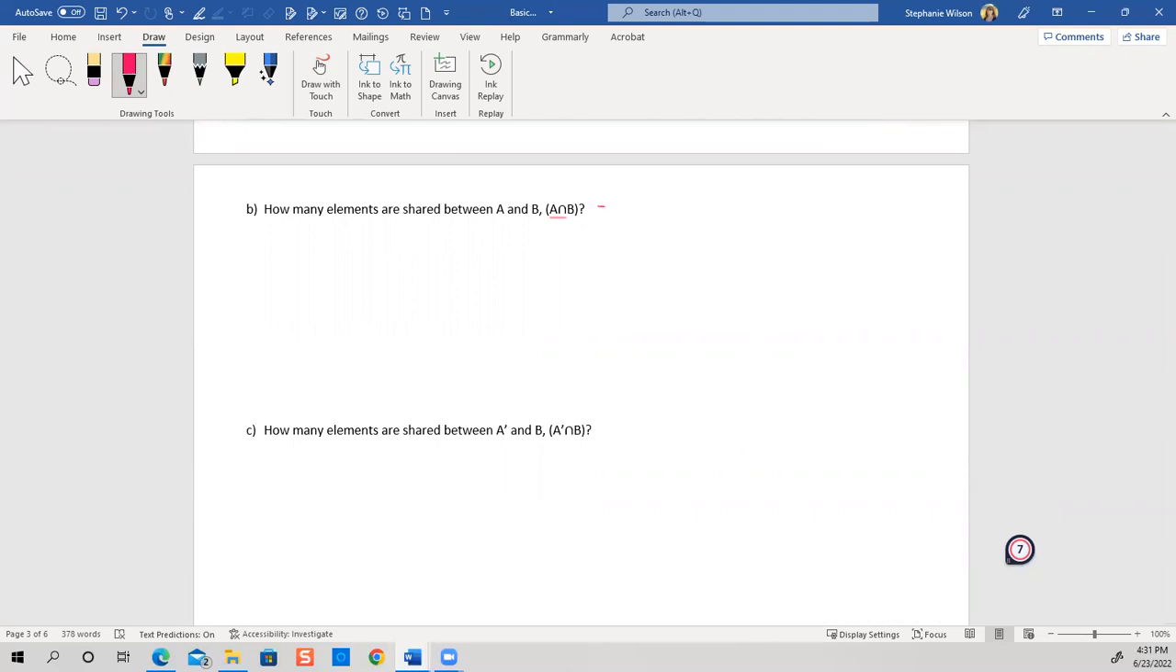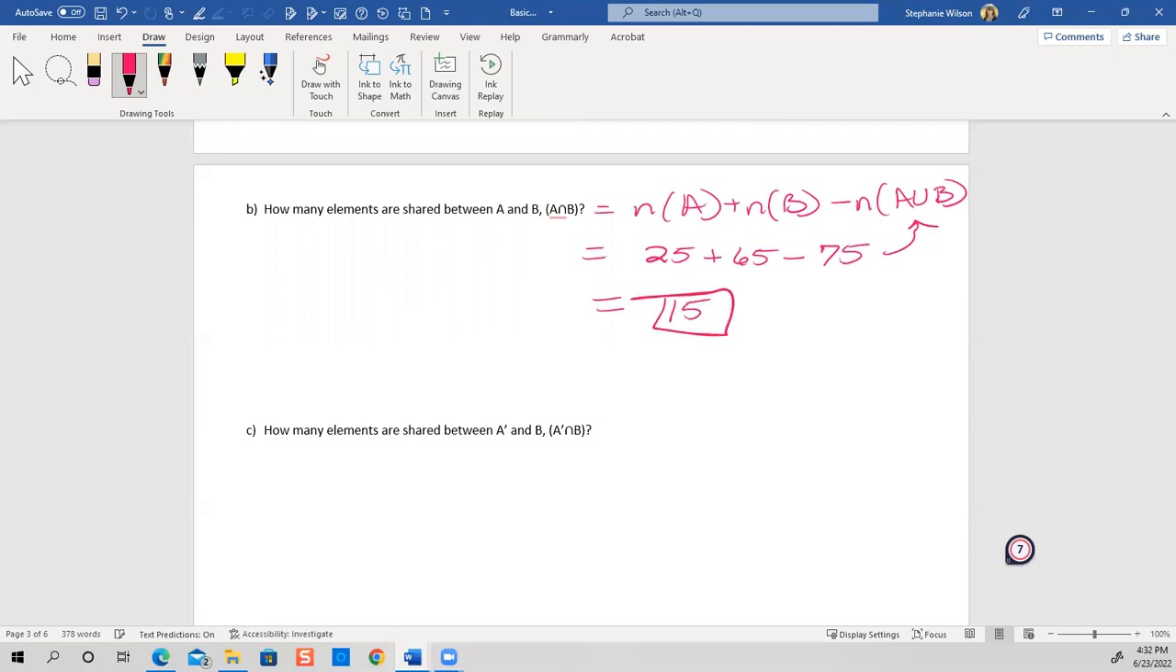So that formula is going to be the number of elements of A plus the number of elements of B minus the number of A union B, because we want to know their intersection, right? So what is A? A was given to us as 25, B is 65, and the union was 75. We're solving for the intersection. So our intersection is 15. And again, you can go up there and draw that in the diagram.